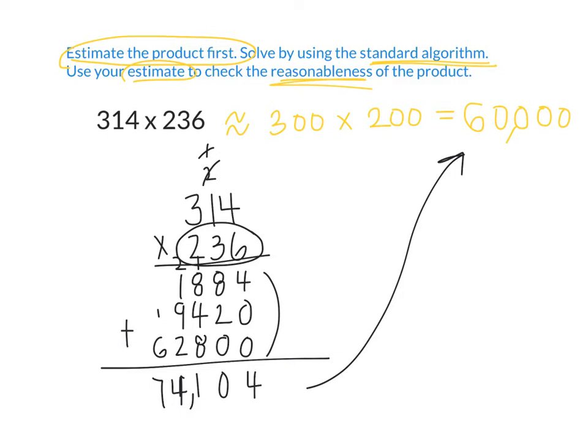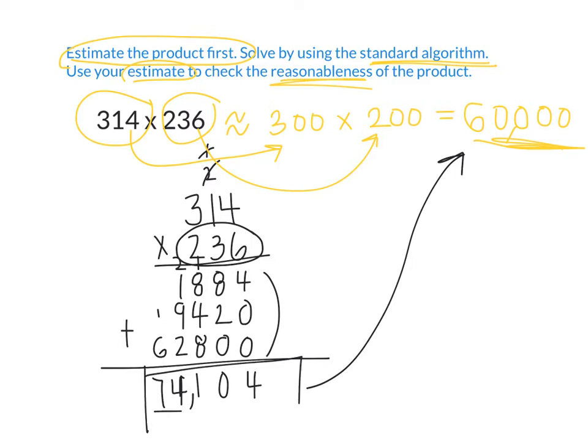Let's see why. When I rounded my 314 to 300, I made it smaller. I also made this smaller when I rounded it to 200. So it makes sense that my estimate would be quite a bit smaller than my actual product. I do feel like it is reasonable though, because it has the right number of place value digits and it's not that far off. So yes, I'm going to say that based on my estimate, my answer is reasonable.